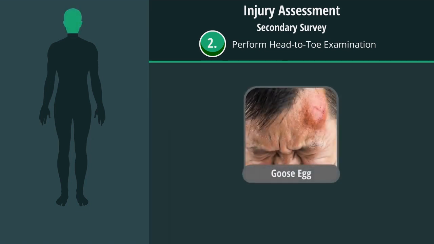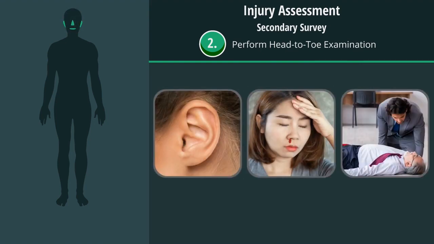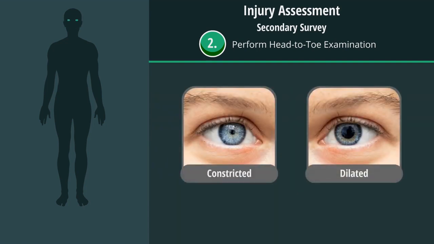Begin at the head and check the scalp for bleeding or deformities such as a goose egg. Check the ears and nose for any clear fluid or bloody discharge. Check the mouth for blood or foreign materials. Notice whether the eye pupils are constricted or dilated. Cover and uncover the eyes to see whether the pupils react. Look for unequal pupils because a difference in size almost always indicates a medical emergency.